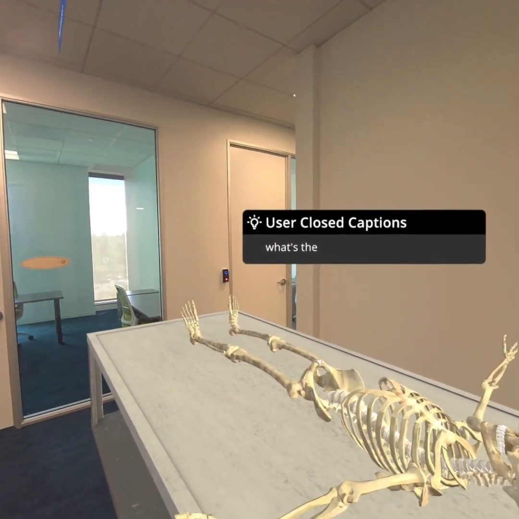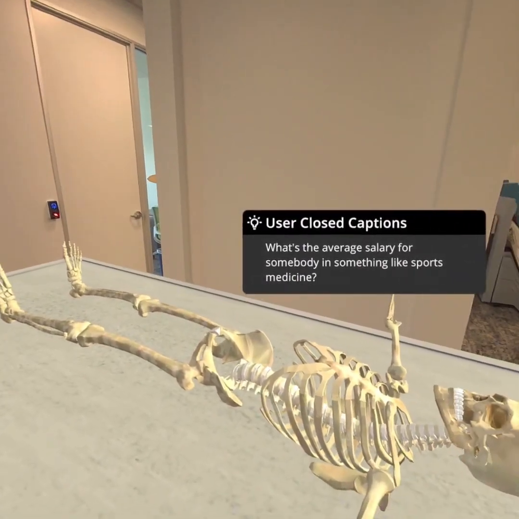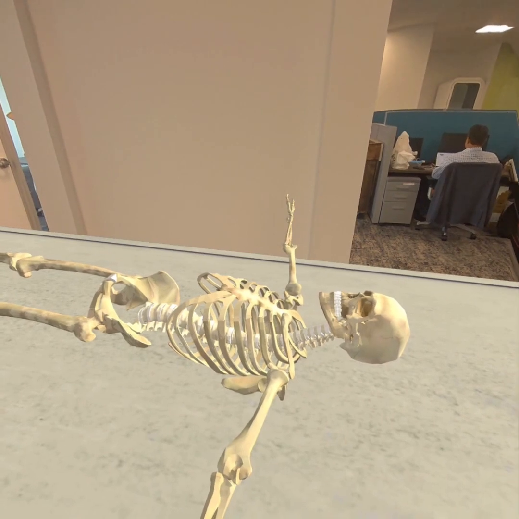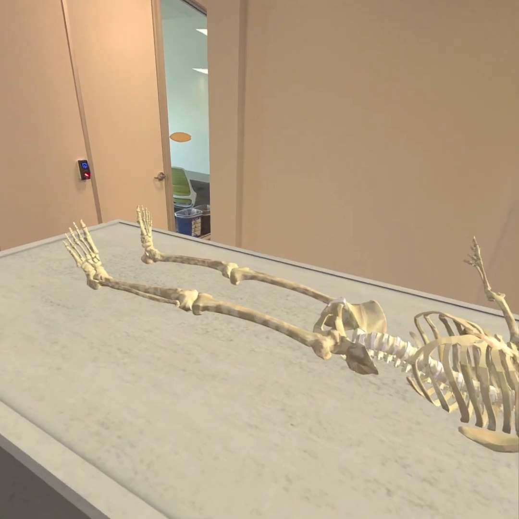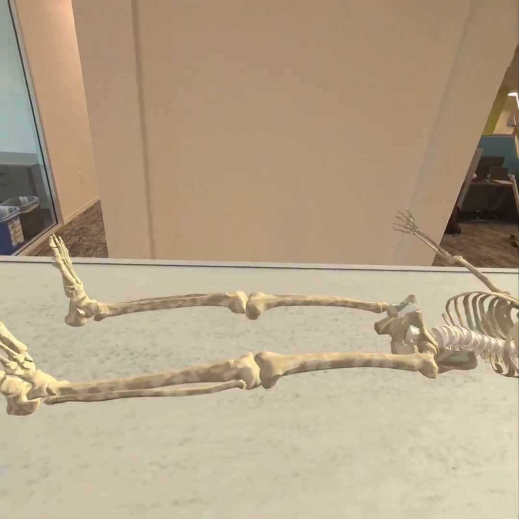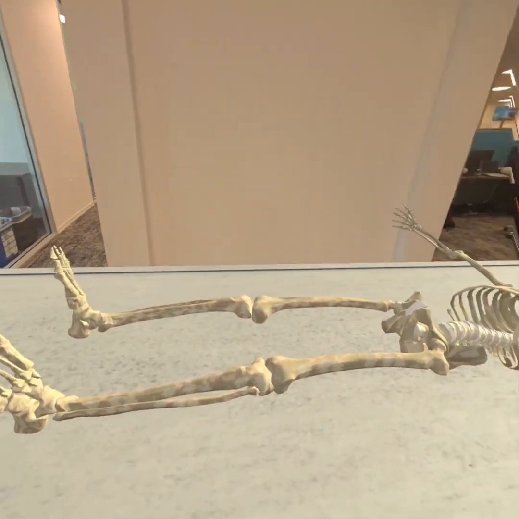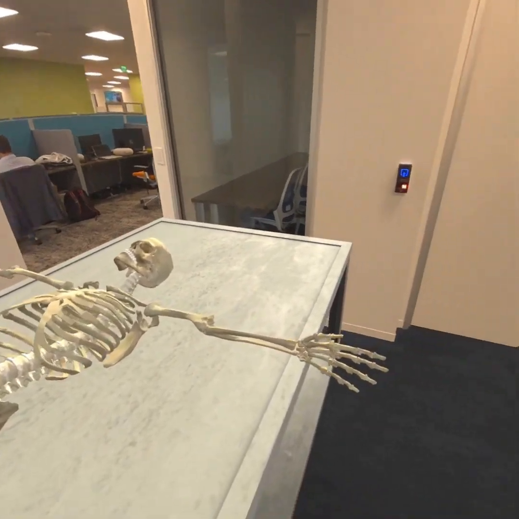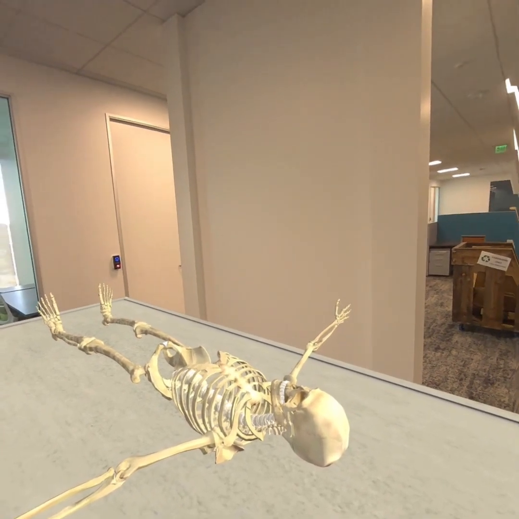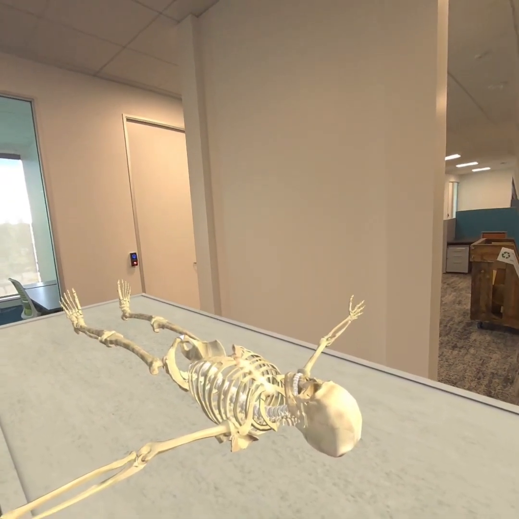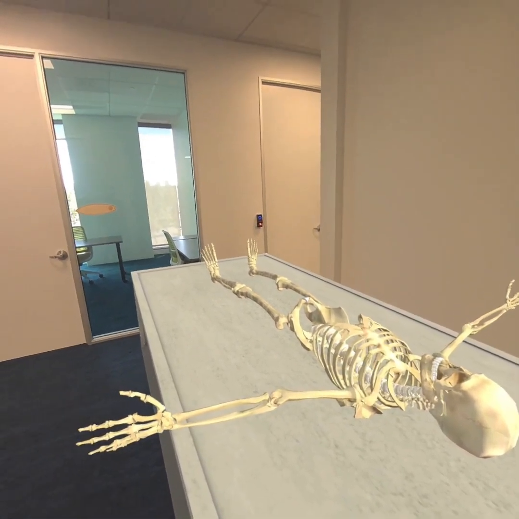What's the average salary for somebody in something like sports medicine? The average salary for a person working in the field of sports medicine can vary greatly depending on their specific role, level of experience, and geographical location. However, as a broad estimate, sports medicine physicians in the United States tend to earn a median salary in the range of $185,000 to $200,000 per year. It's important to note that salaries can be much higher for those who have gained significant experience or who work with professional athletic teams.